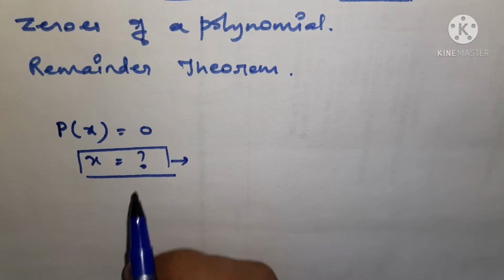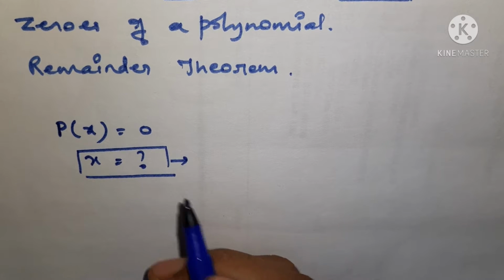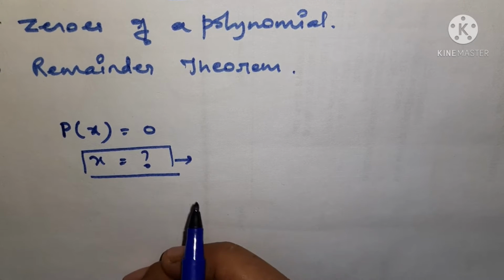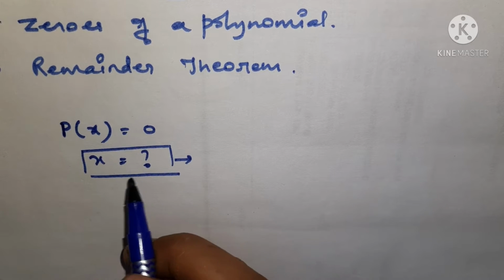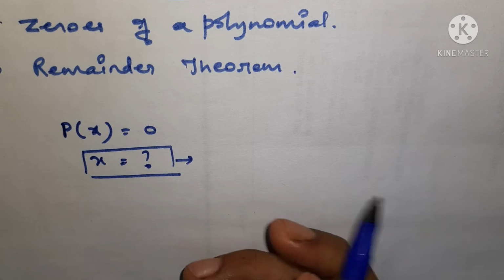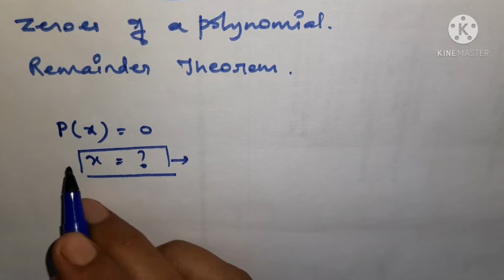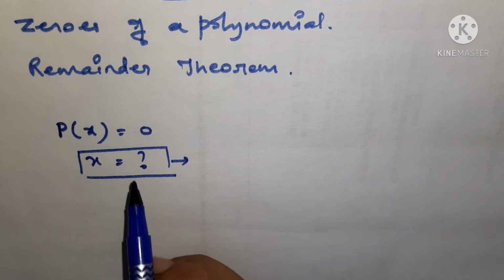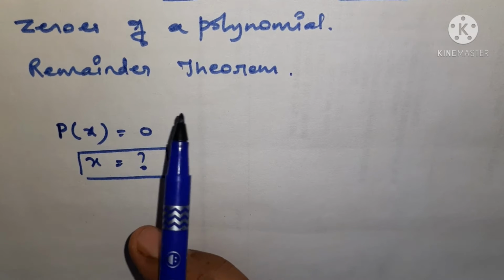Understood? And you also have to understand that it is also known as the root of the equation. Whenever we find the zero of a polynomial, it is also considered the root of the corresponding equation. So this is how we have understood how to find the zeros of a polynomial.